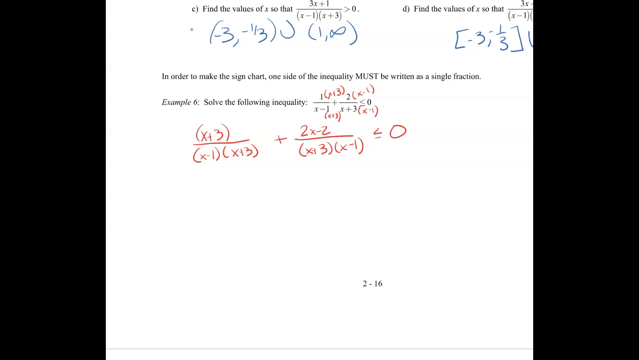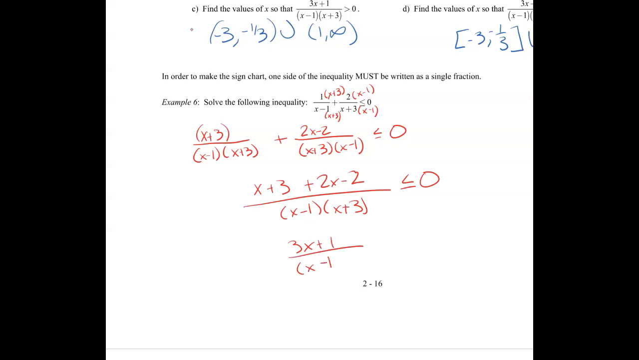So now that I've got a common denominator, I can just rewrite this as one big fraction. So I've got x plus 3 plus 2x minus 2 all over the quantity of x minus 1 times x plus 3, and the fraction is less than or equal to 0. Combine your like terms, please. Don't just leave it like that. So then I'd get 3x plus 1 all over x minus 1 times the quantity of x plus 3. Sorry, lots of 1s, lots of 3s. It'll be okay. It's less than or equal to 0.